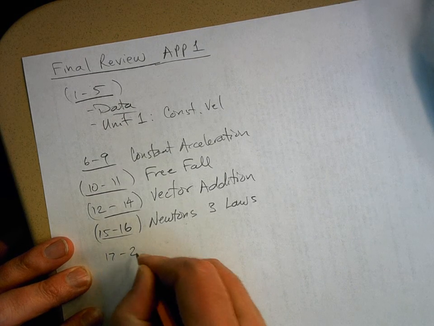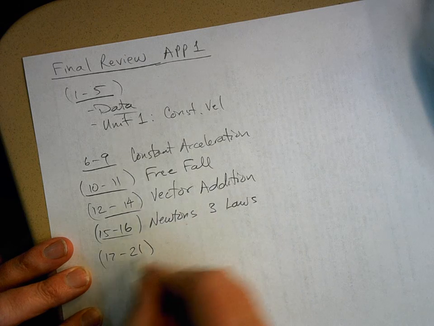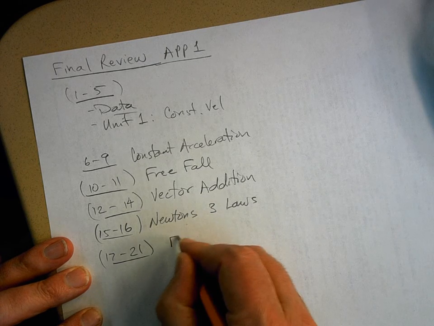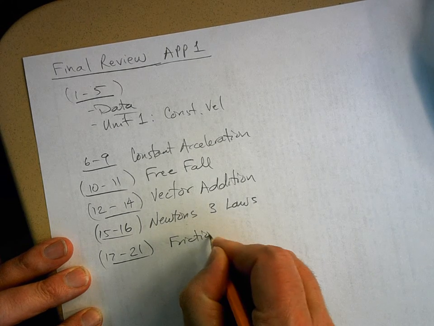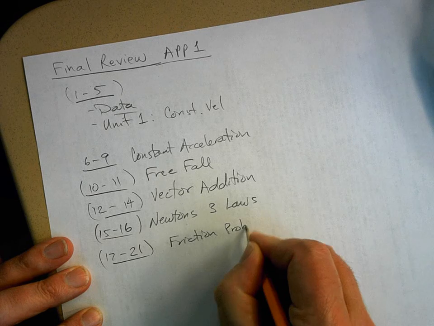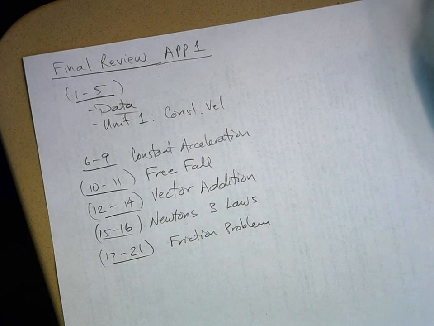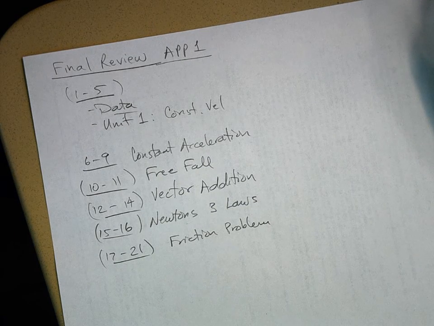Problems 17 through 21 are a friction problem. Basically kinetic friction, an object sliding to a stop. You have to figure out what the force of friction is. It's very similar to that take-home test, part C, that nobody got, but with something sliding to a stop. I'm going to ask you a bunch of questions about that.